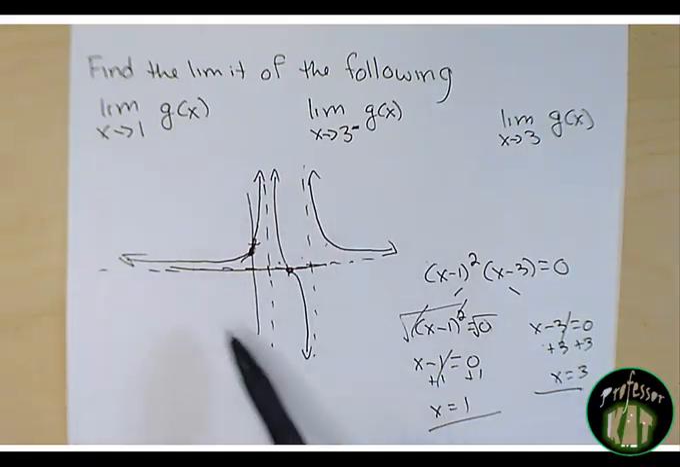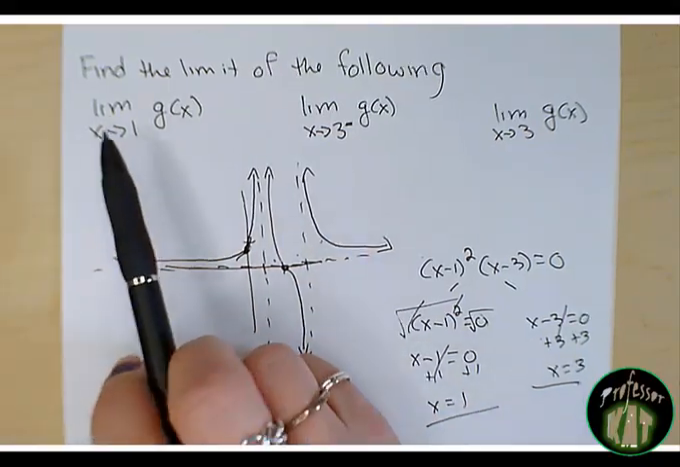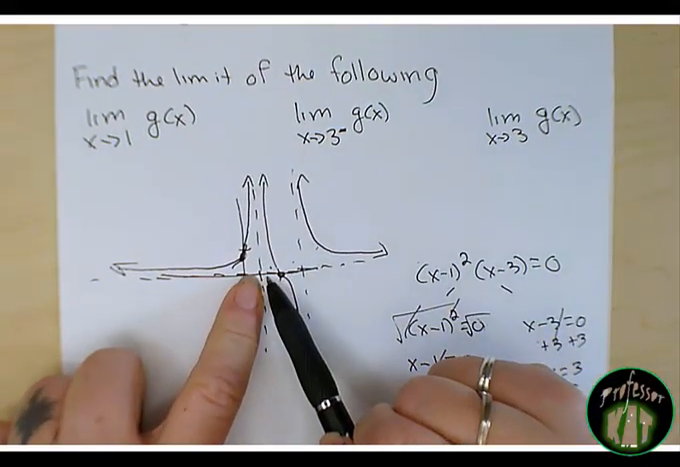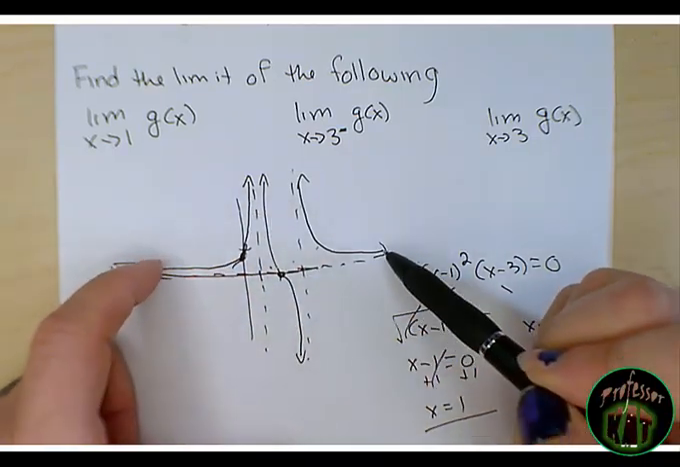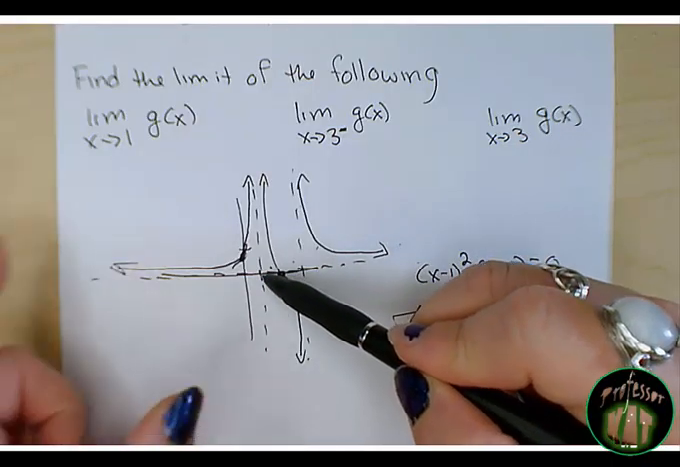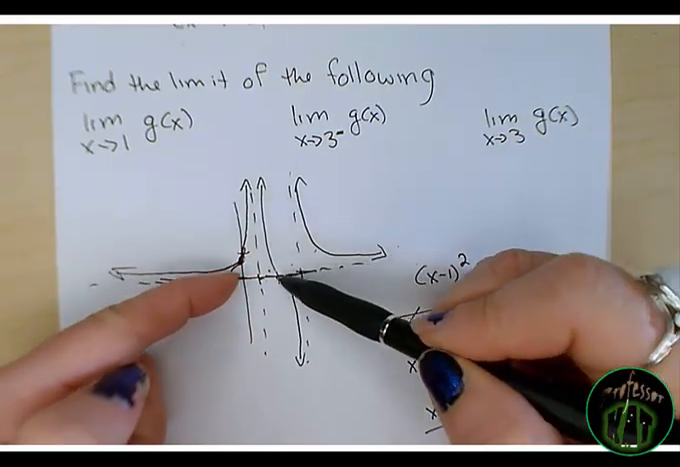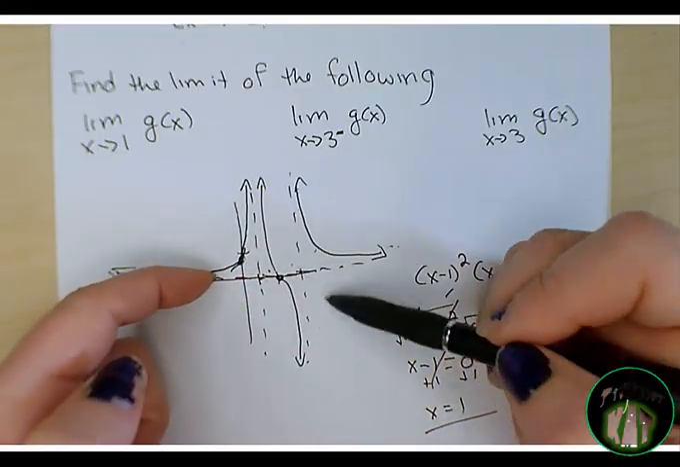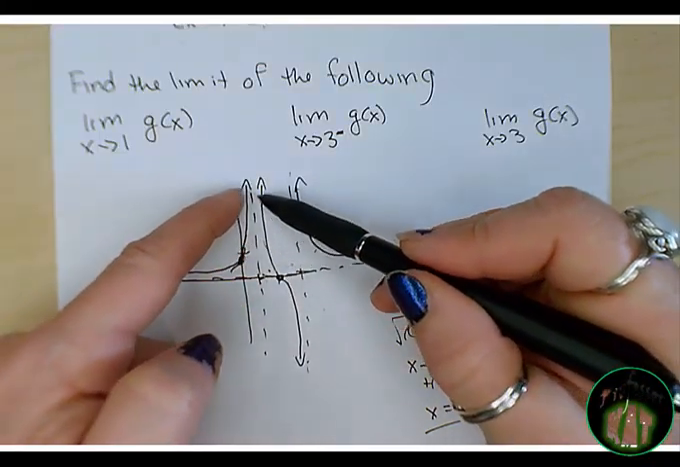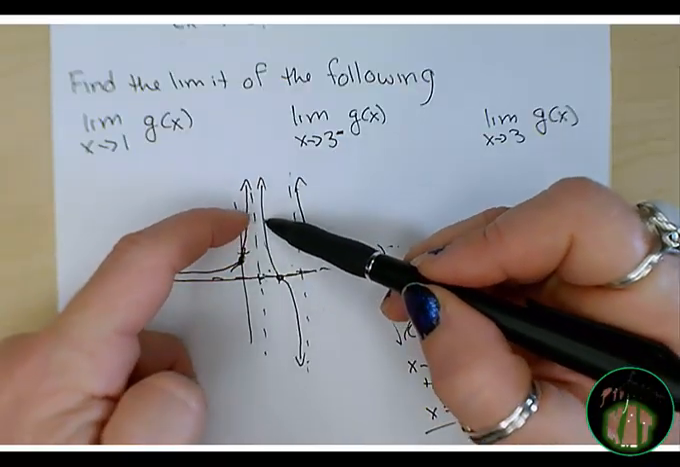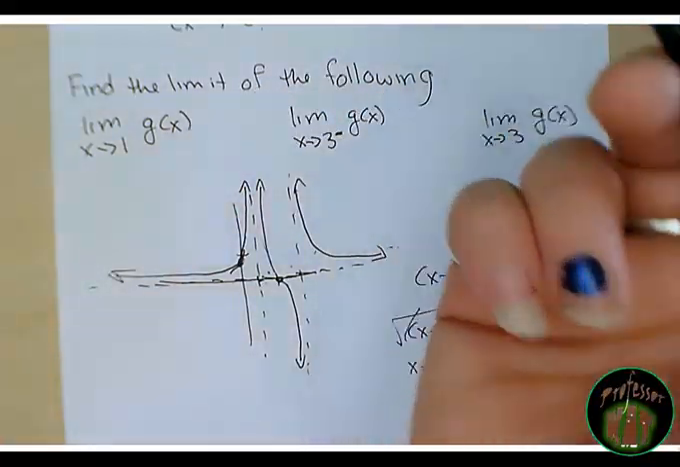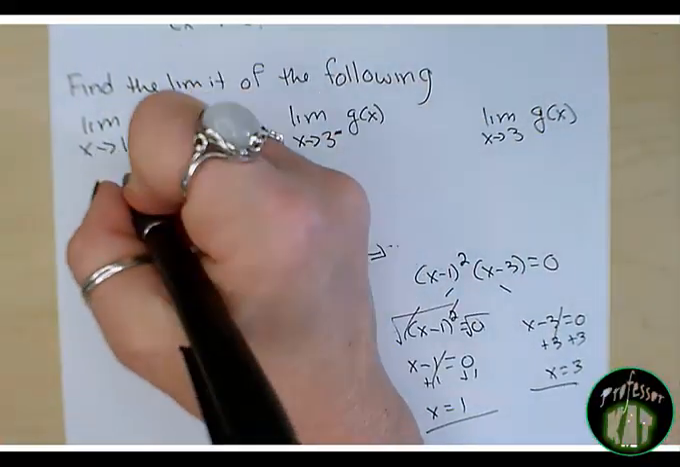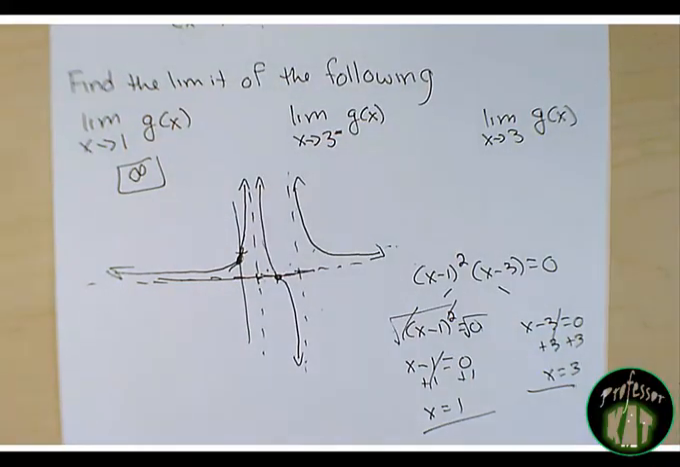So now that we have an idea of what this graph looks like, we can answer the following questions. The limit of g of x as x approaches 1. Here is 1, which means as we get closer to this line, following our graph from both directions, we're going to get closer and closer to that line. And the closer we get to that line, we see that on each side, it is shooting upwards and it's never going to stop. That means the limit as x approaches 1 is going to be positive infinity.